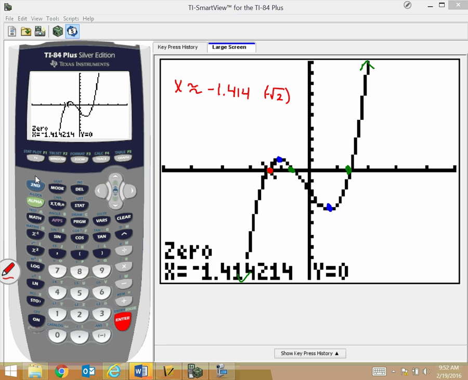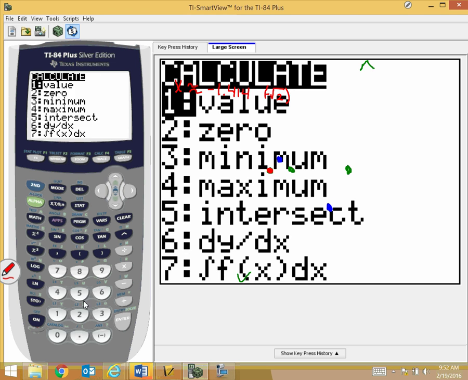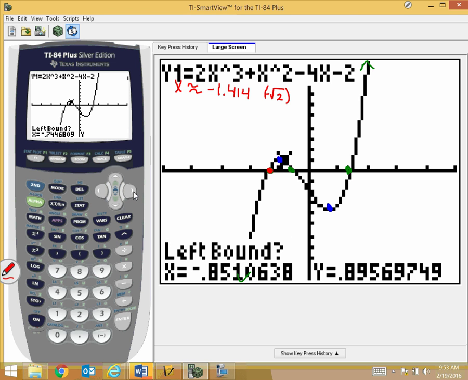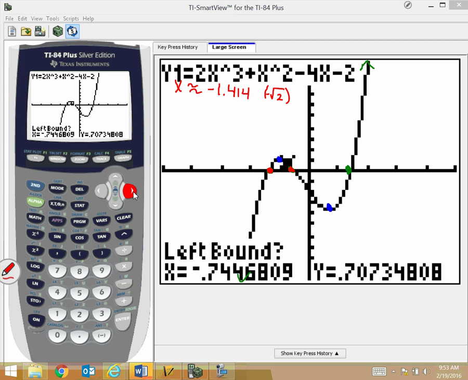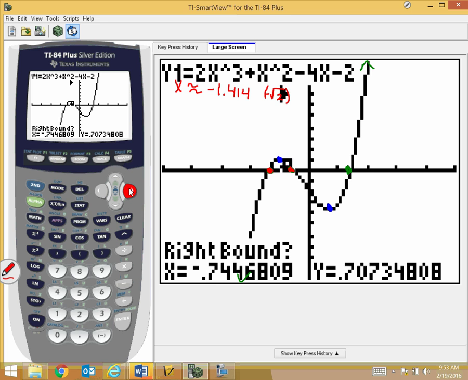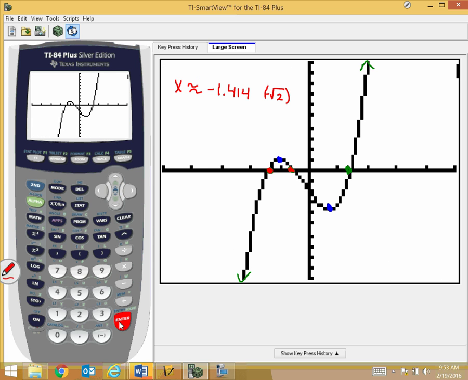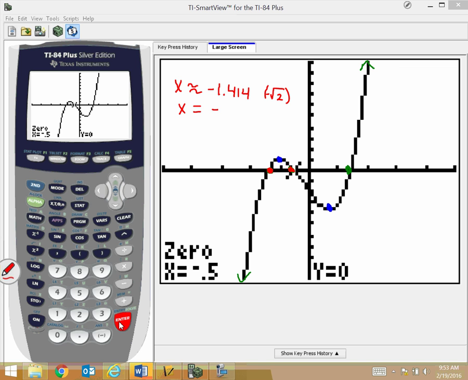The second zero, second calc 2, is going to be this zero right here. So my y value is above, positive, so I'll hit enter. I'll go below. I could have gone one closer, 2 closer. So now I'm below. Hit enter, and I get x equals -0.5. And I'll keep it in decimal form because the other one was written as a decimal. If I had it exact and I wrote -√2, I would write -1/2 probably.